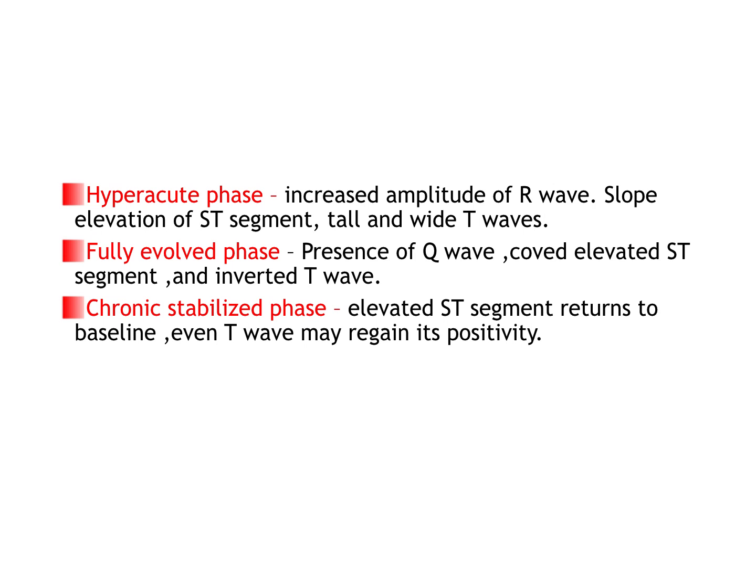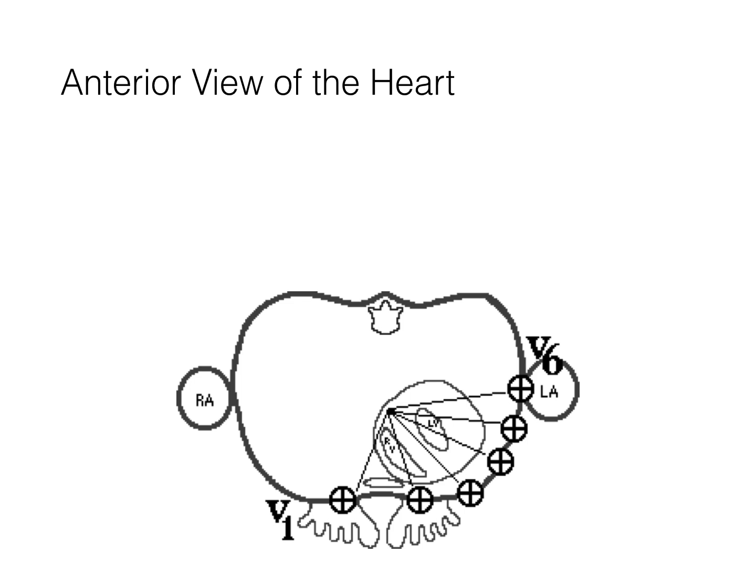The three phases of MI. First is hyperacute phase. Increased amplitude of R wave is found. Slope elevation of ST segment. Tall and wide T waves. Fully evolved phase. Presence of Q wave, curved elevation ST segment and inverted T waves. In chronic stabilized phase, elevated ST segments return to baseline. Even T waves may regain its positivity.